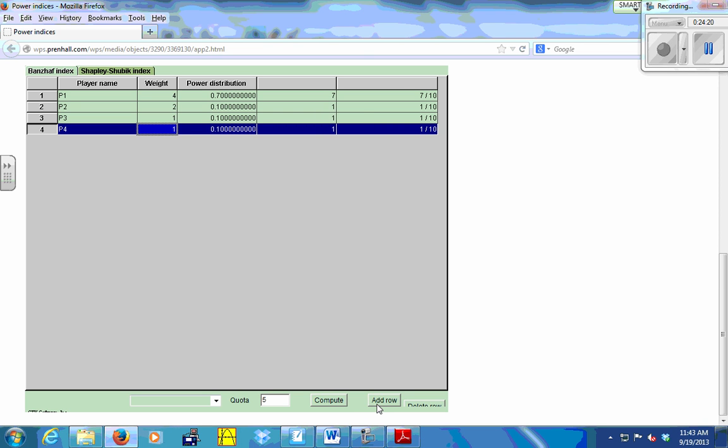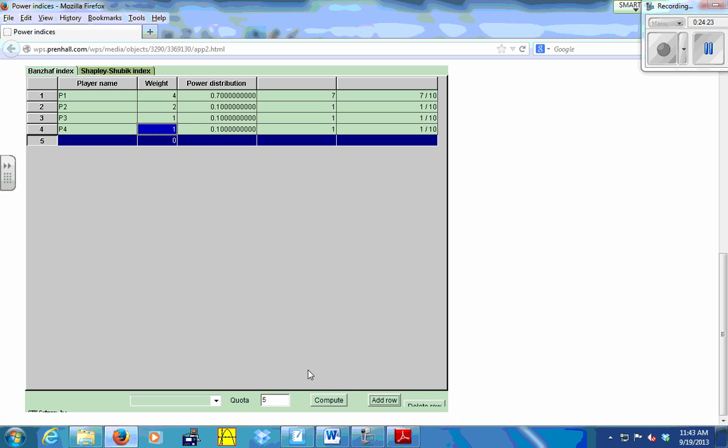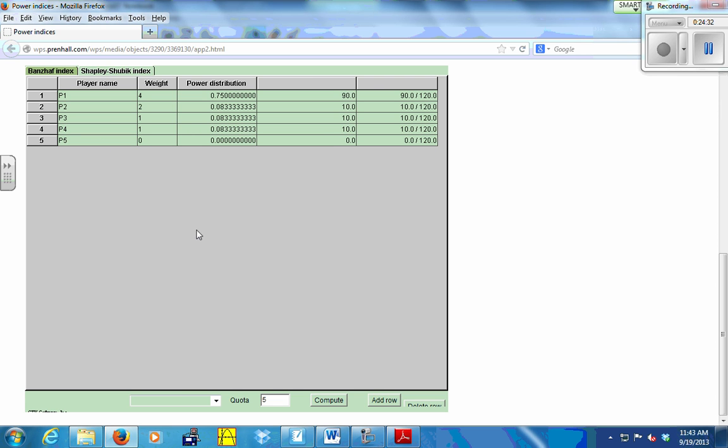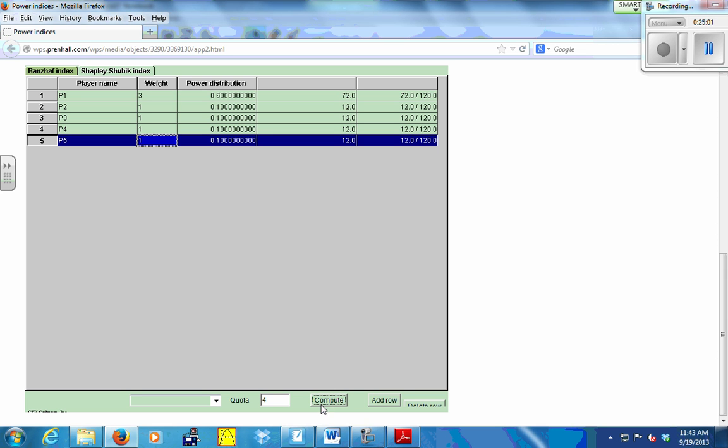So I have to add a row because there are 5 players now. Shapley Shubik. There we go. All right, now I have to change these weights. For the king, we'll do the 3, 1, 1, 1, 1 version. So we gave the king 3 votes. All of his advisors each have 1, and then we're going to put the quota at 4 and compute.